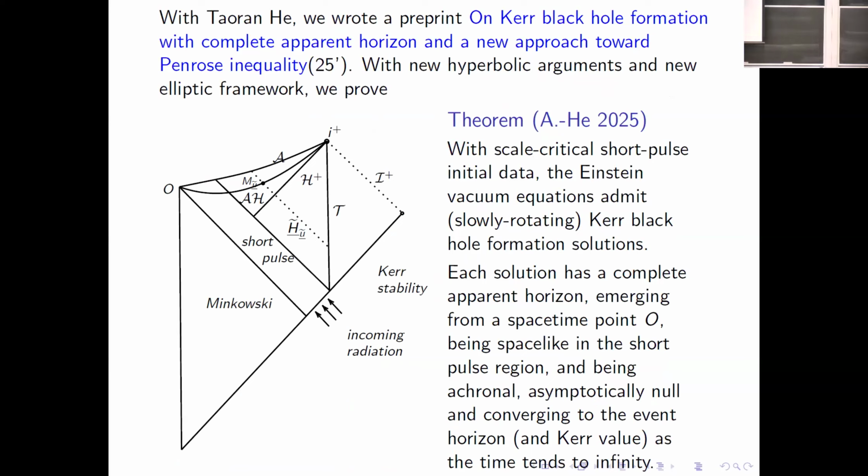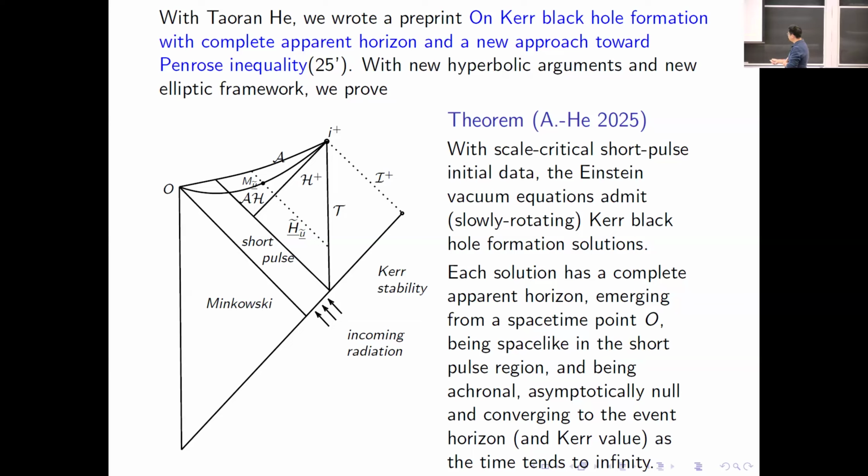With my student Tao Ranhe, who is now a postdoc at IHES, we wrote a preprint last year on Kerr black hole formation with complete apparent horizon and a new approach towards the Penrose inequality. With new hyperbolic arguments and a new elliptic framework, we prove the following.